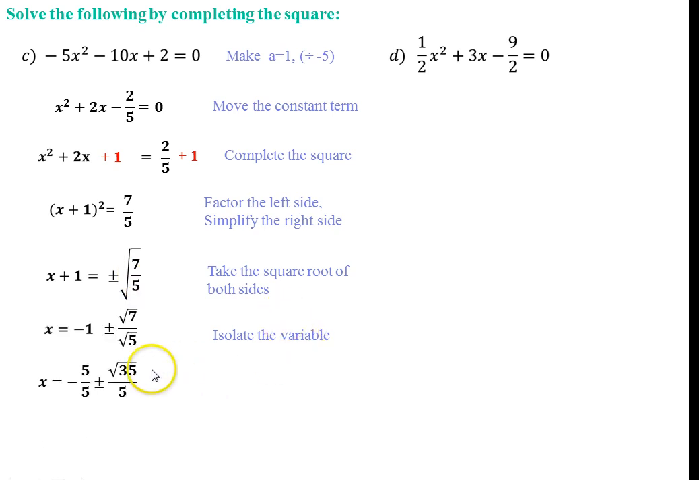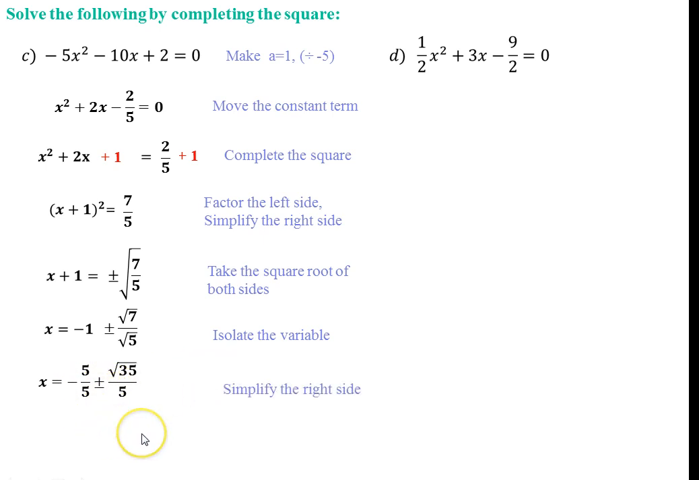And we're going to simplify this. So negative 1 is the same as negative 5 over 5. And I want to rationalize this denominator. So I'm going to multiply the numerator by radical 5 and the denominator by radical 5. So radical 7 times radical 5 is radical 35. Radical 5 times radical 5 is 5. I now have two fractions with the same denominator, so I can simplify that.